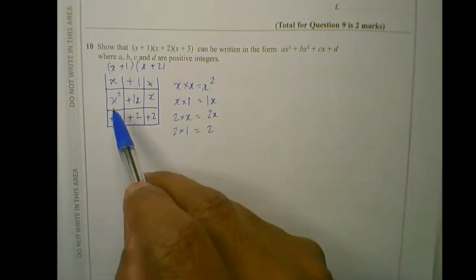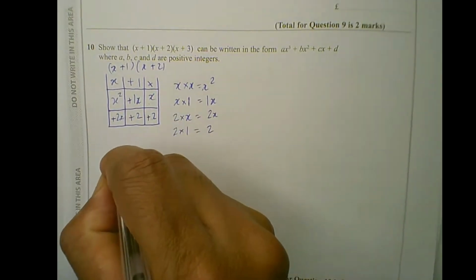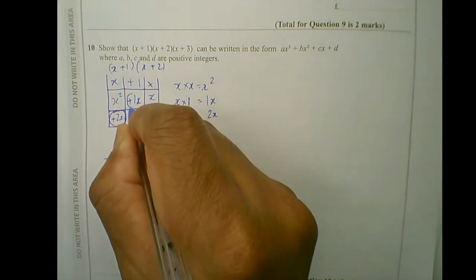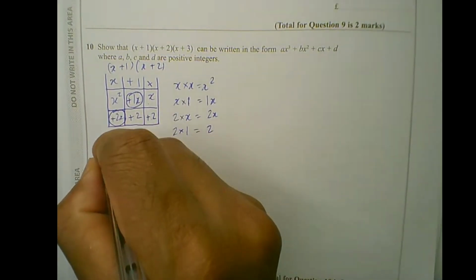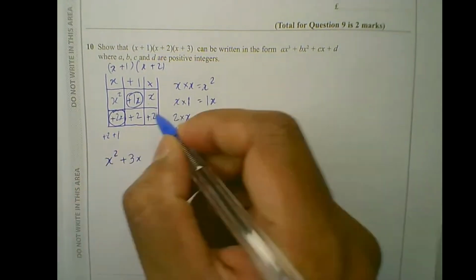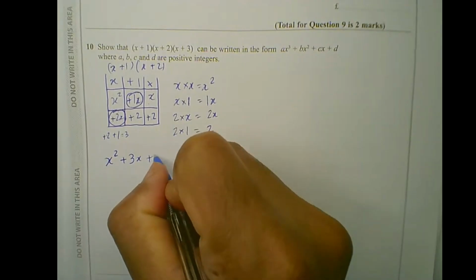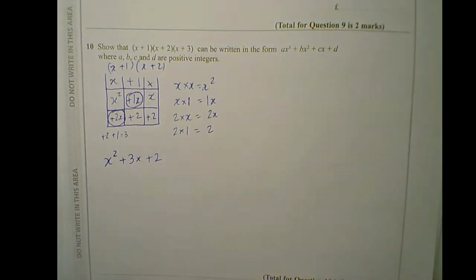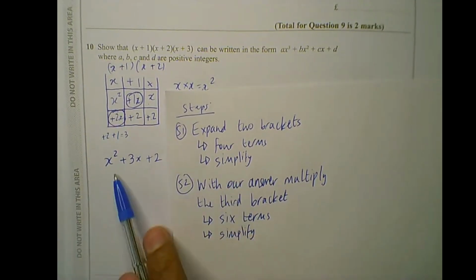And now I can simplify. I've got an x squared term here. This is x squared. And then I've got my x terms, which is 2x and 1x. So that gives me 3x. If you can't see that, plus 2 plus 1 is 3x. And then I've got the plus 2 term. So I've got x squared plus 3x plus 2. So that's my step 1 done. I've expanded the two brackets. I had 4 terms, 1, 2, 3, 4. And I simplified and I've got that.